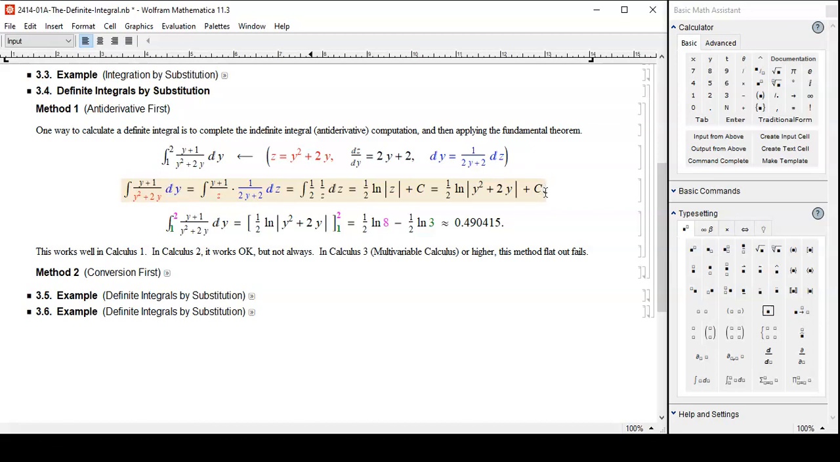After substitution, you get the integral of 1/2 z to the negative first power, so we have a log function. Substitute everything back in, we get this antiderivative, and then apply the fundamental theorem. In the final antiderivative expression, plug in the top, plug in the bottom, subtract one from the other. Make sense? Complete the indefinite integral first, and then apply the fundamental theorem. This works well in Calculus 1. In Calculus 2, it works okay. Most of the time it works, but not always, I'm afraid.